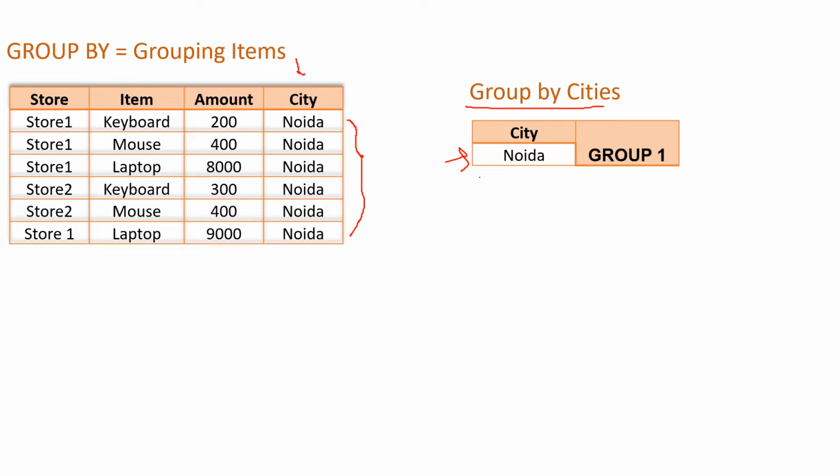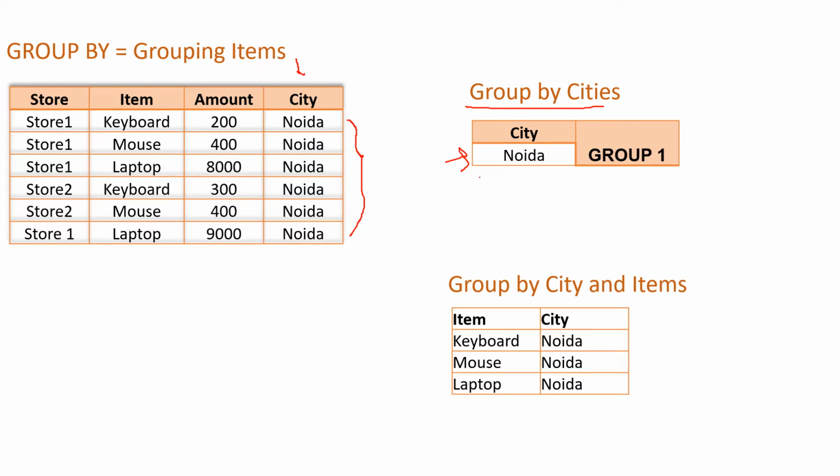Let's take another example. In this example, I have created a group on city and item. As you can see in row 1, we have an item keyboard which is sold in the city Noida. In the same table, we have another item keyboard which is sold in the Noida city. So you can see the item keyboard and the city Noida are the same, so we can group these two values into a single group.